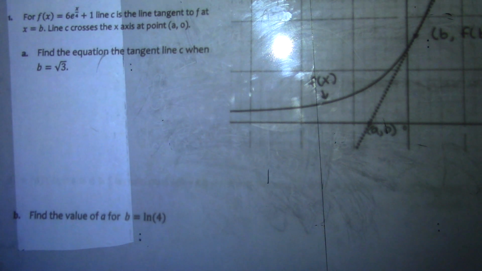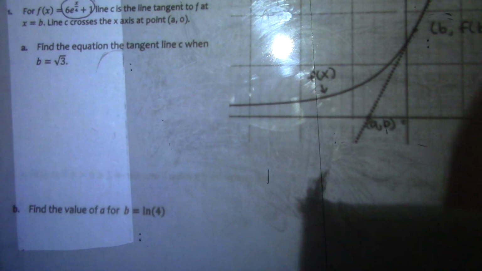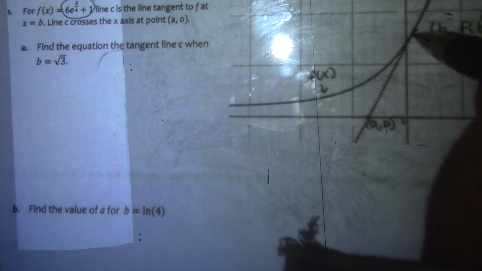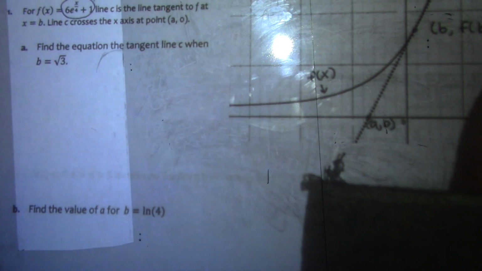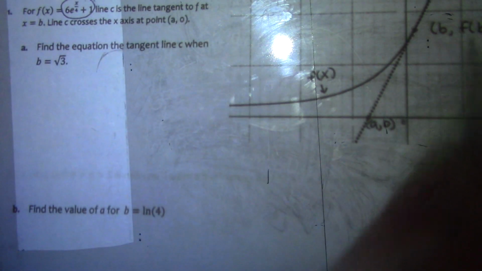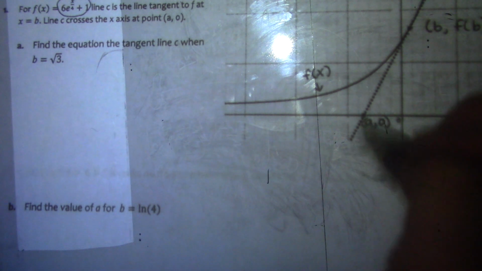All right, first question. First of all, just the setup, what's happening here. We've got this graph, right? This graph is f of x, which is this function right here. And I've got the tangent line at point B. I don't know what point B is, but I know that line C is tangent to f at this point. And then this tangent line is going to cross the x-axis at point A.